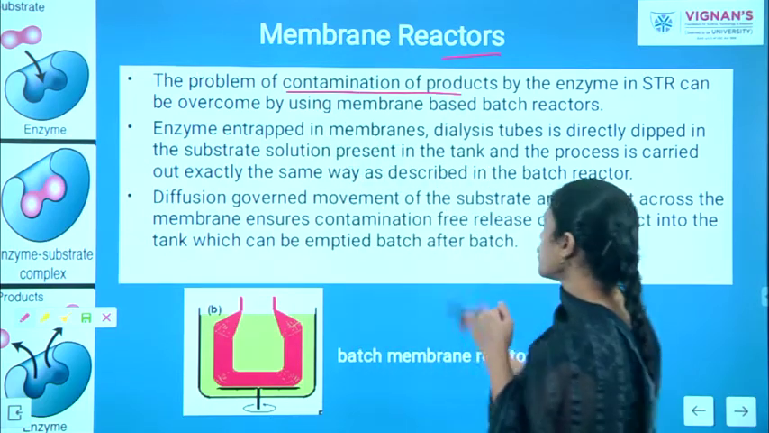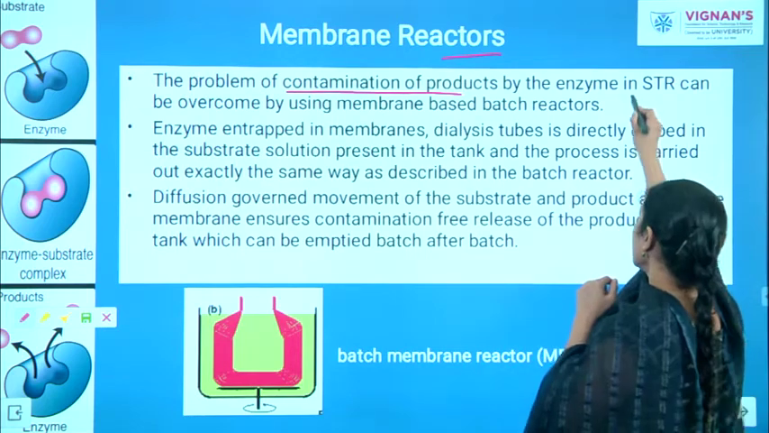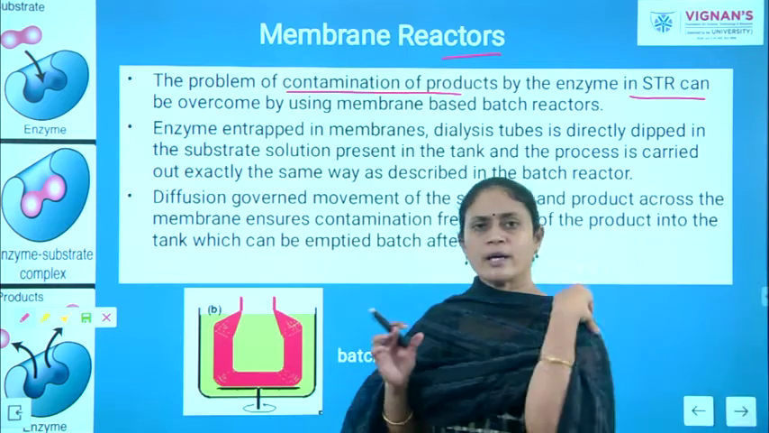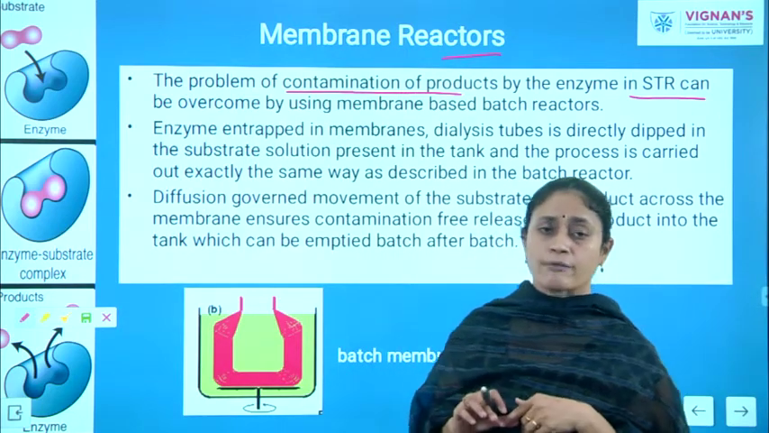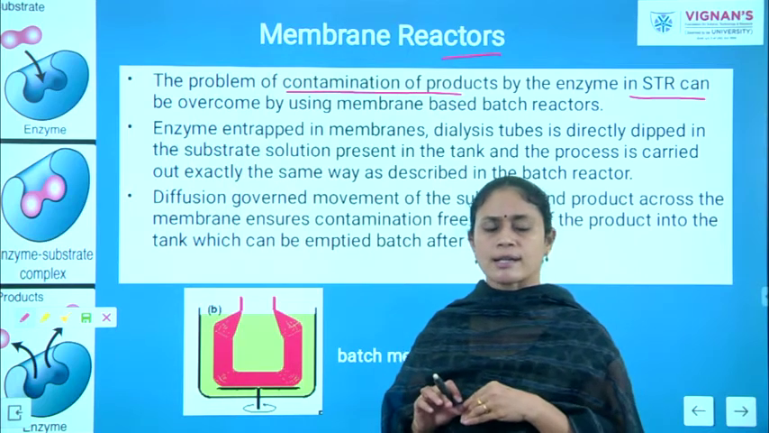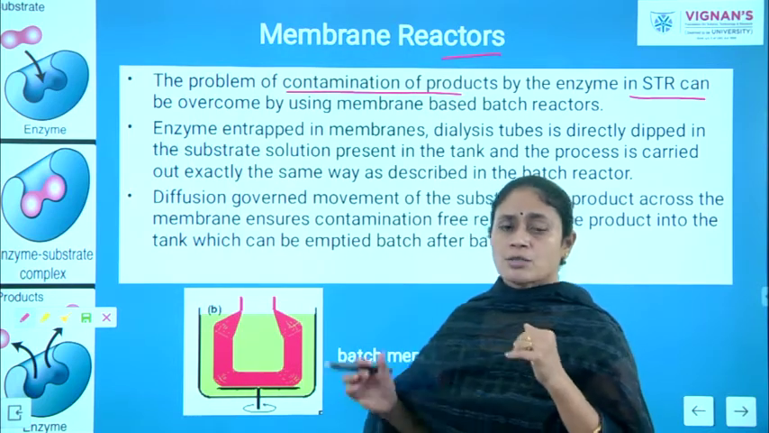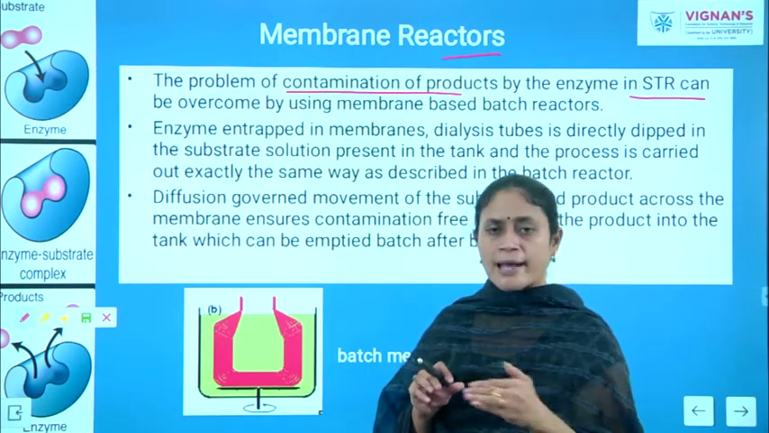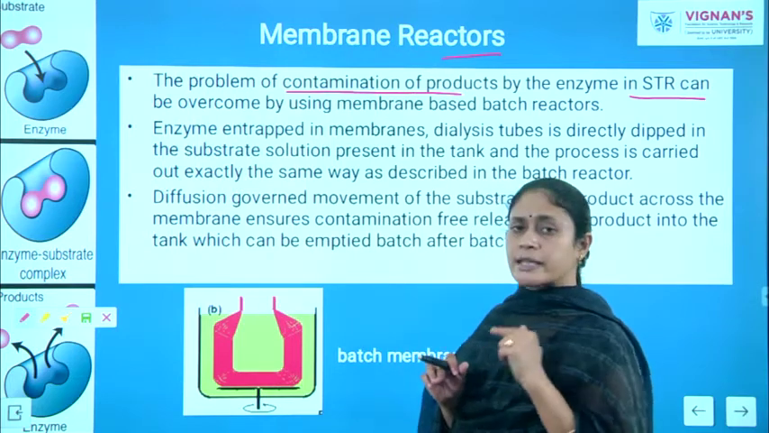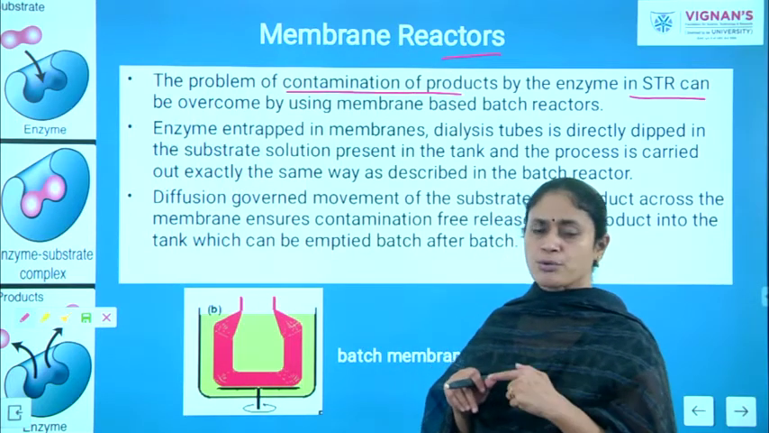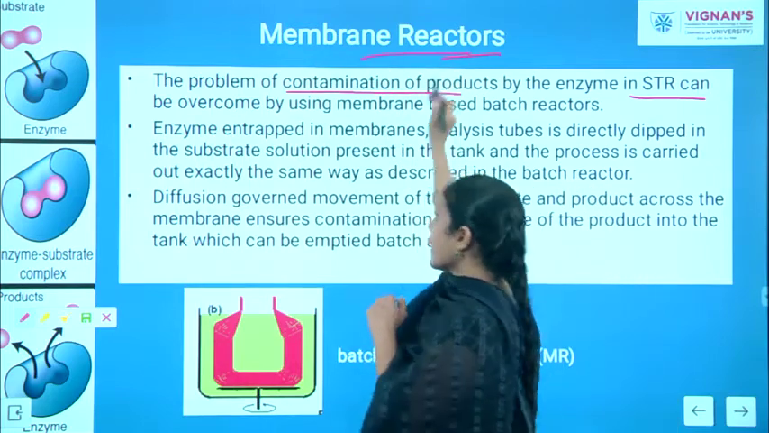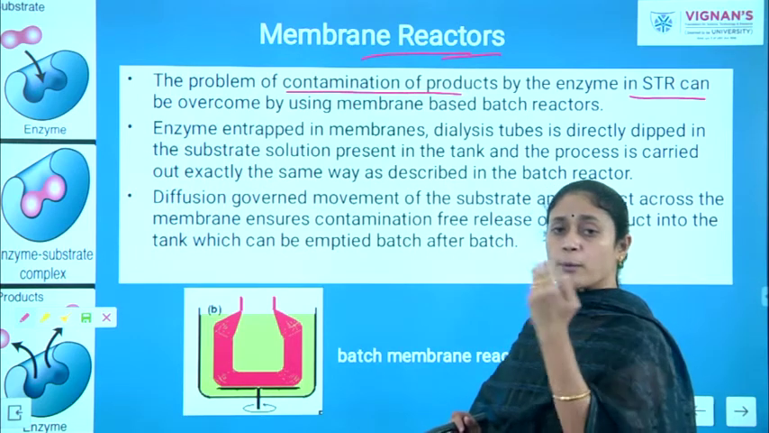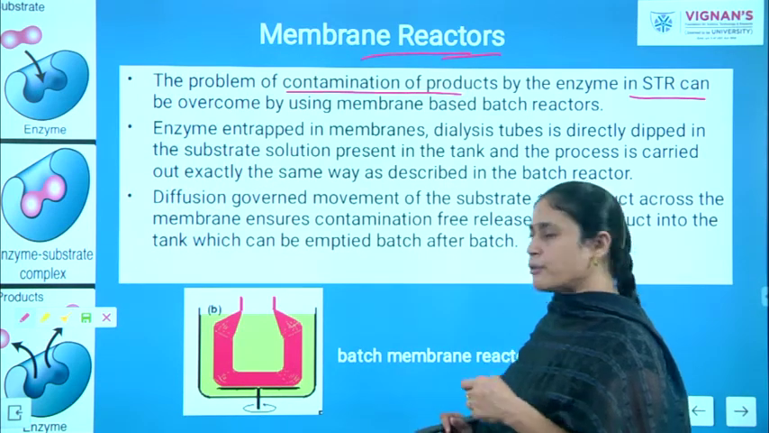The problem of contamination of the products by the enzyme in the STR can be overcome by using these membrane reactors. When we were studying the batch reactors, I told you that the disadvantage of the batch reactor is contamination, so your product is getting contaminated with the remnants of your reaction mixture. This contamination problem can be rectified by using this particular type of reactor, which is your membrane reactor. Let's see how this problem can be rectified using this reactor.